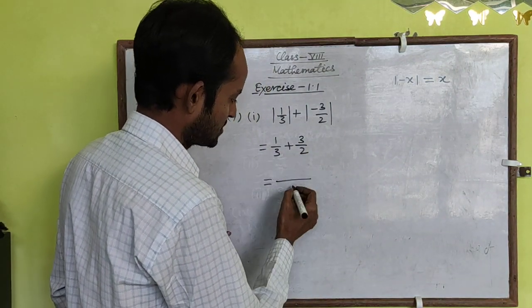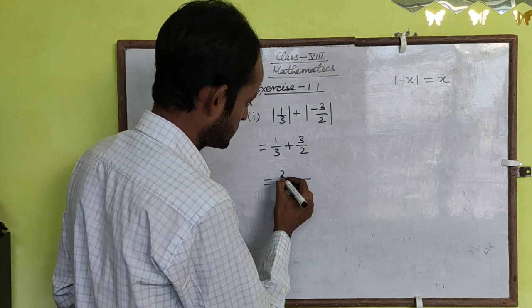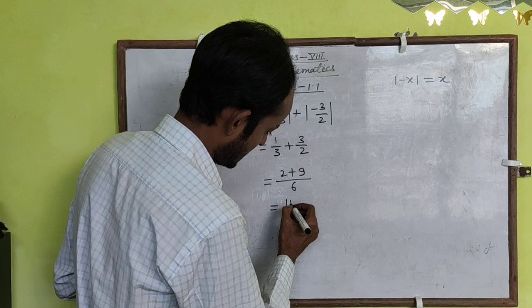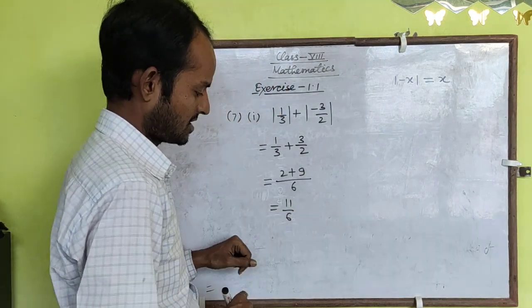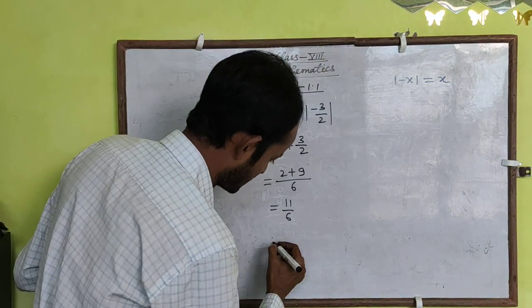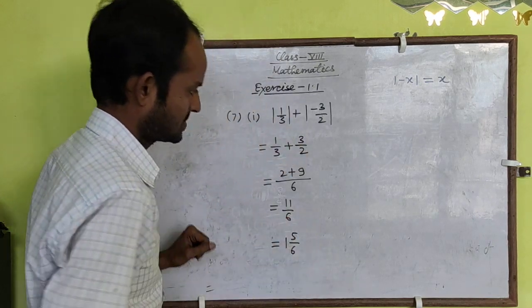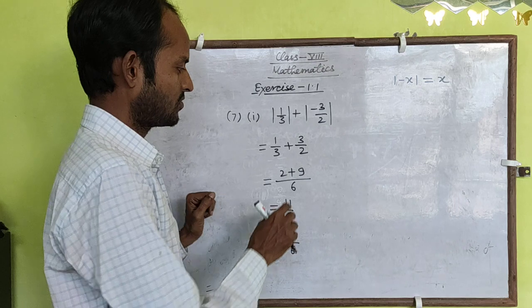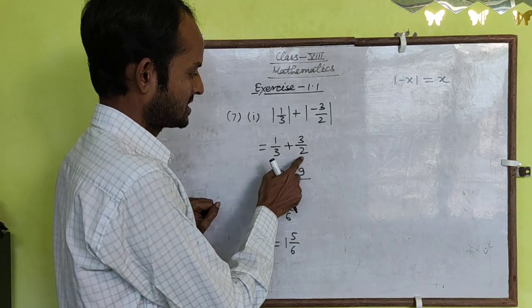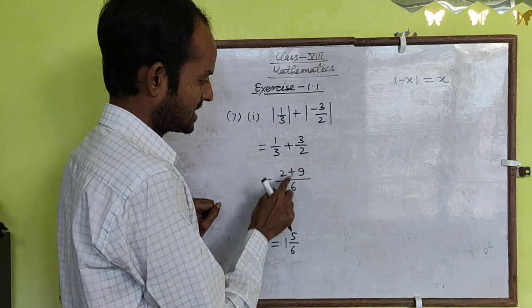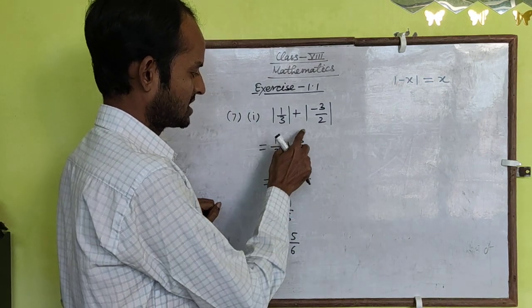Take an LCM. 6: 3 times 2 is 6, 2 times 3 is 6, and 3 times 3 is 9. This is 11 upon 6. If you want to convert this into a mixed fraction, this is the simplest answer. Now here you can multiply this number, this number and this number: 3 times 2 is 6, 2 times 1 is 2, 3 times 3 is 9.